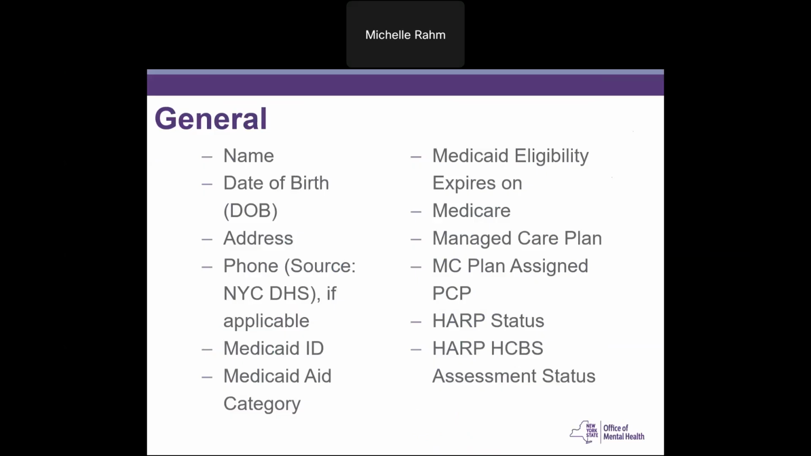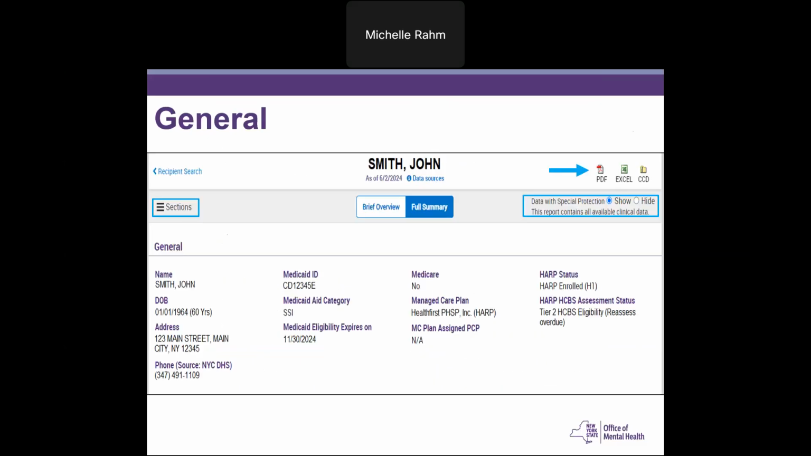So the first section is the general section, and that includes an individual's name and date of birth and address, a phone if it's from the New York City Department of Homeless Services, if applicable to that client. We have their Medicaid ID, their Medicaid aid category, Medicaid eligibility expires on date, Medicare, yes or no, managed care plan, assigned primary care physician, HARP status, and then HARP HCBS assessment status. So what does that look like? Here's the general section in that full summary view.